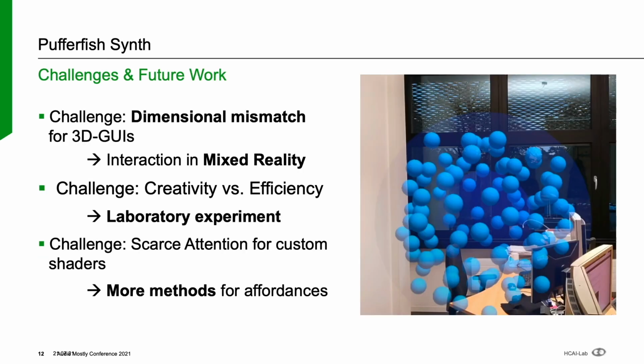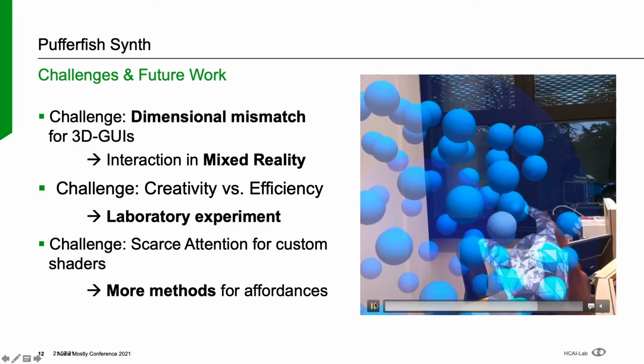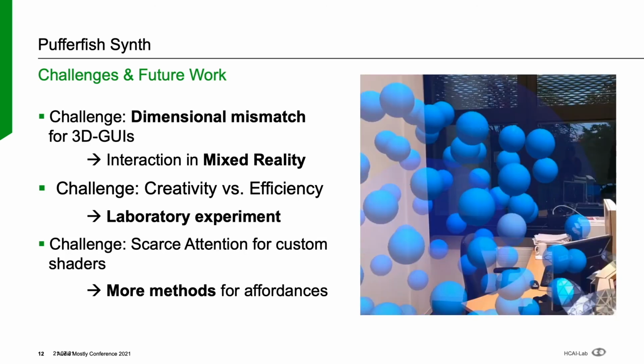One of the key challenges we identified was the dimensional mismatch between our 3D vector representations and the human interface devices we use that support only 2 spatial degrees of freedom, such as mouse or 2D screen. Thus, we want to assess our approach in mixed reality to provide interaction in 3 spatial dimensions. Furthermore, we observed that participants try to be as efficient as possible due to temporal constraints, which is why we want to conduct laboratory experiments in settings that foster creativity.